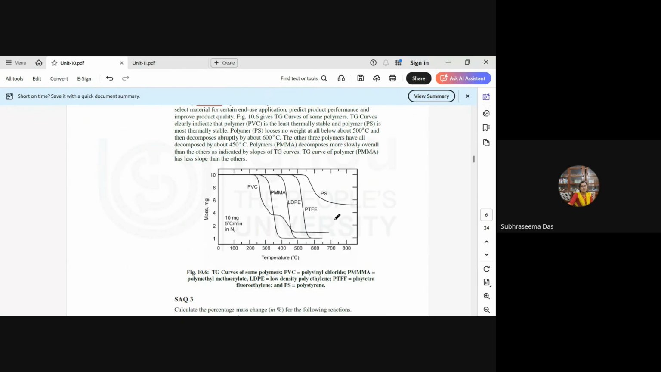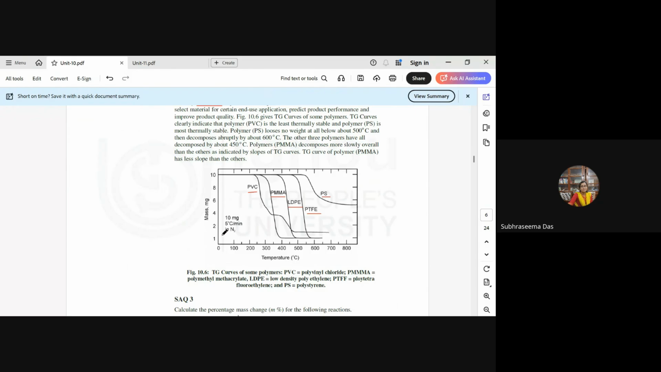In figure 10.6, you can see the TG curves of some very common polymers. PVC is polyvinyl chloride, PMMA is polymethyl methacrylate, LDPE is low density polyethylene, PTFE is polytetrafluoroethylene, and PS is polystyrene. You see that each polymer has a different TG curve; the nature of the TG curve is different for different polymers.